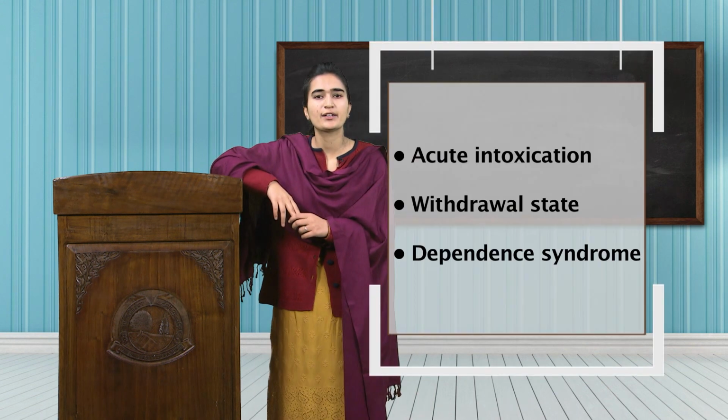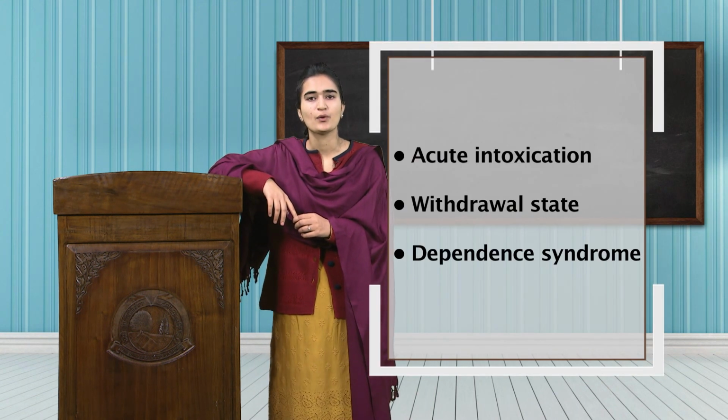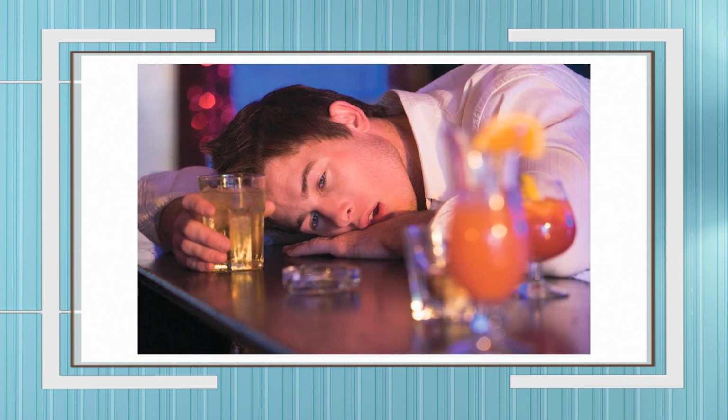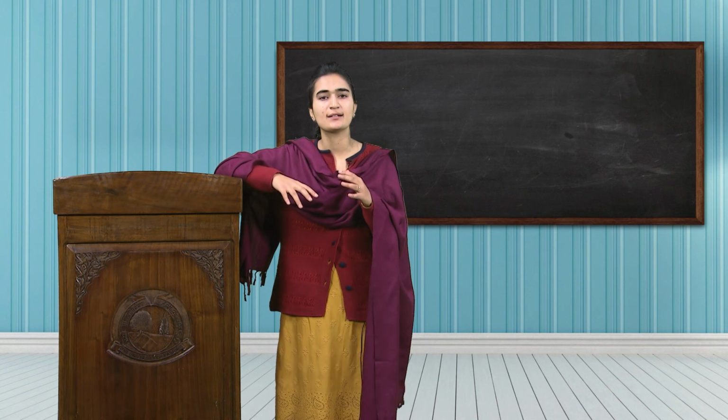There are 3 patterns of substance use disorder which may overlap with each other. First, acute intoxication. Second, withdrawal state. Third, dependence syndrome. Coming to acute intoxication. Acute intoxication is a transient condition following the administration of alcohol or other psychoactive substance, resulting in disturbances in level of consciousness, cognition, perception, affect or behavior, or other psychophysiological functions and responses.